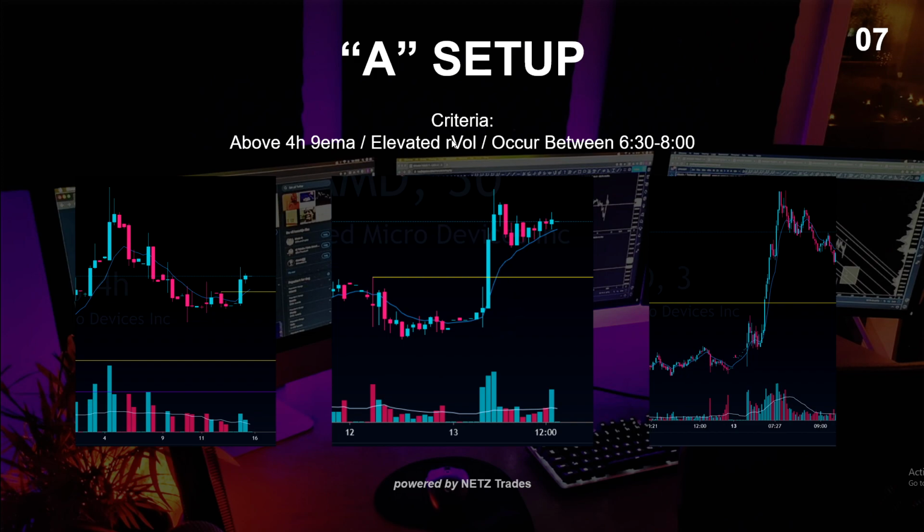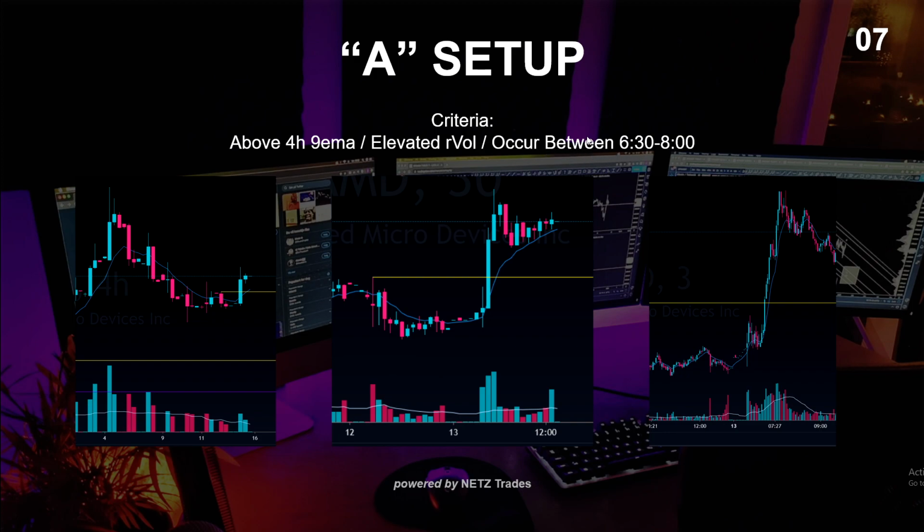And then the second criteria is elevated RVOL, which is relative volume. So you can see here very clearly it had elevated volume compared to the previous day, and even if you look at the 4-hour, the previous couple of days.